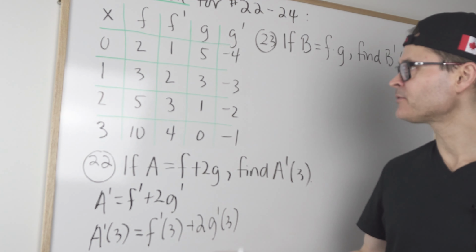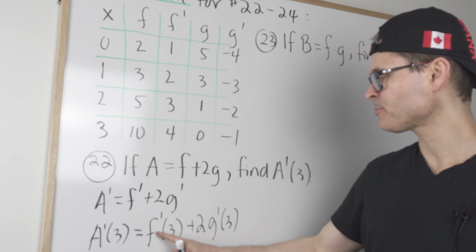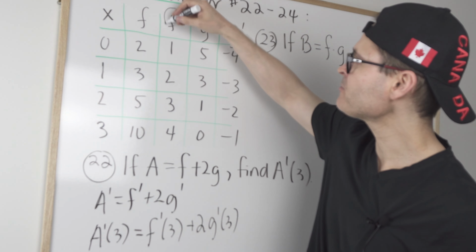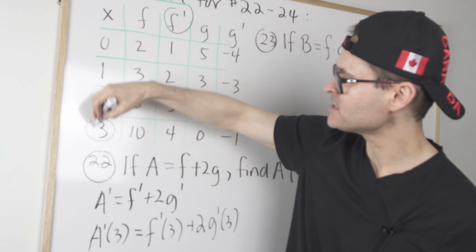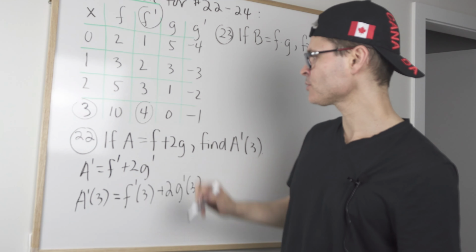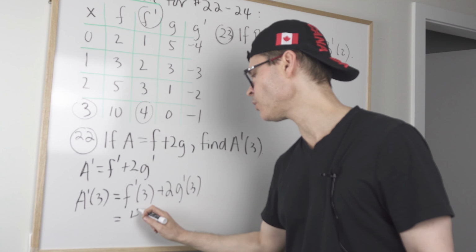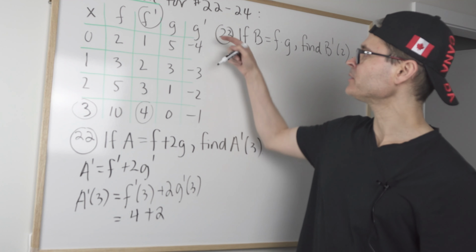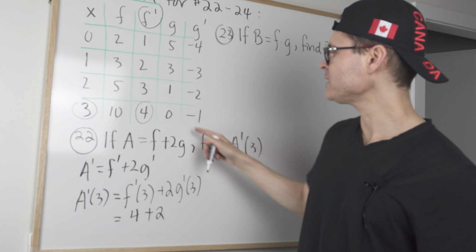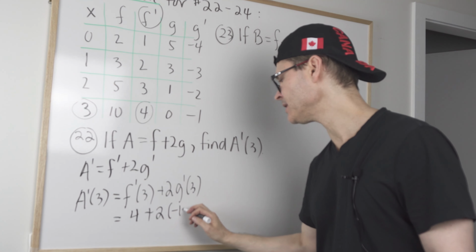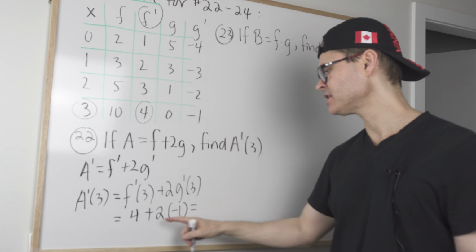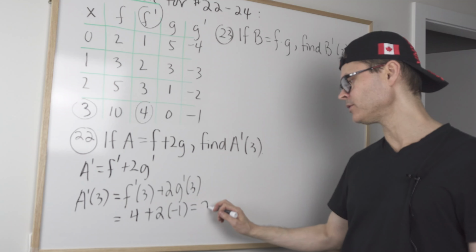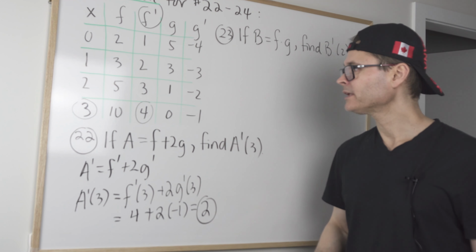And I can get this information directly from the table. So f prime of 3, well, there's f prime, and this is where x is 3. So f prime of 3 is 4. So that's equal to 4 plus 2 times g prime at 3. Well, there's g prime at 3 is -1. So the answer is going to be 4 plus 2 times -1, or it's going to be 2.